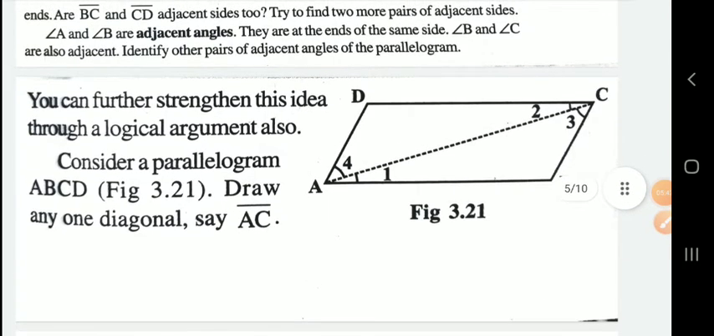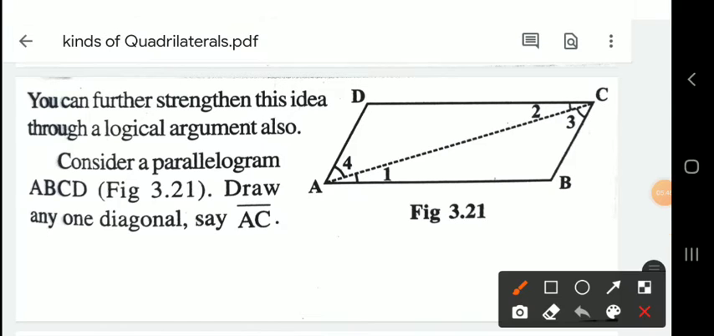Now look at this parallelogram. Here we have drawn one diagonal. Diagonal means a line joining non-consecutive vertices. So here AC is the diagonal. Look at the two triangles, triangle ABC and triangle ADC. First one is ABC and the other one is ADC.